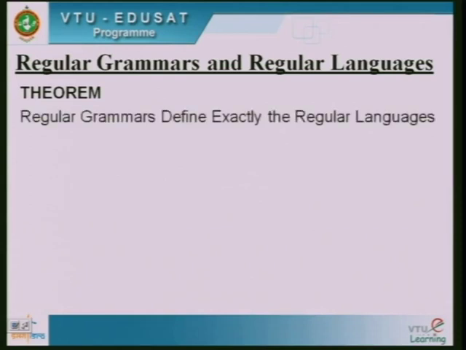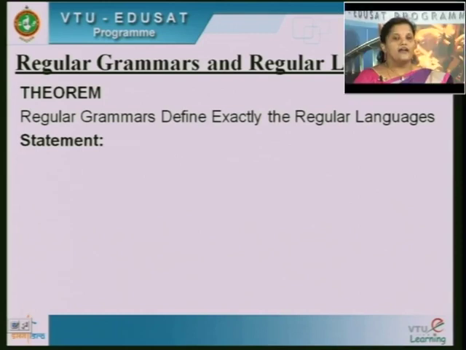Regular grammars define exactly the regular languages. In module 1, we have seen finite state machines to define the regular languages, and in module 2 we have seen regular expressions as another way of representing the regular languages. Here also, similarly, you can represent the regular languages by using regular grammars. Like Kleene's theorem, where we proved that for every FSM there exists a regular expression, and for every regular expression there exists an FSM.